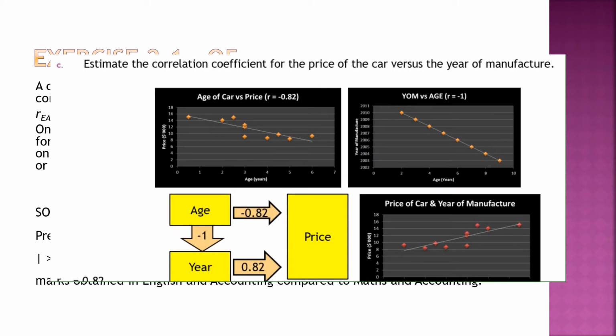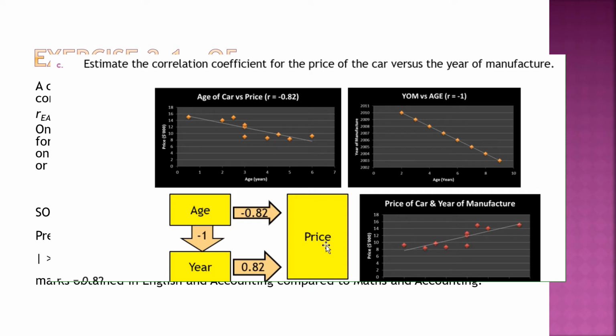Alright, so estimate the correlation coefficient for the price of the car versus the year of manufacture. So now let's look at this, okay? This will be a little bit complicated. It may take a little more time, but you will get it. So just now, what we calculated together was negative 0.82 between the age and price. But between the age and year is negative 1. Remember doing perfect relationship just now? Why negative 1? I showed you during the perfect relationship, as the year increased, age will decrease.